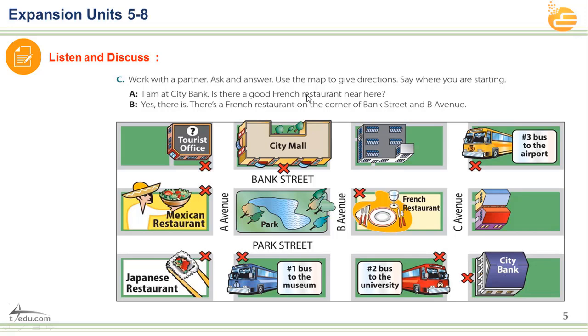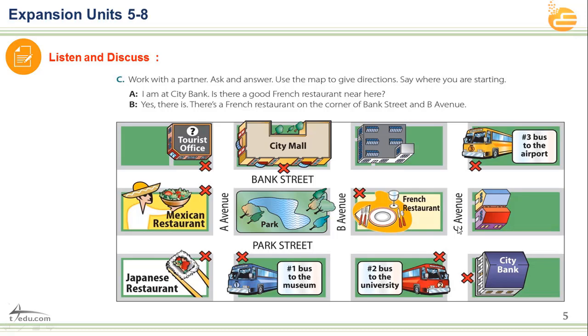Is there a good French restaurant near here? You are in the Citibank. You ask somebody to help you with the directions. Is there a good French restaurant near here? Yes, there is. There is a French restaurant on the corner of the bank. On the corner of Bank Street and B Avenue. You can see this is the direction and this is the place that someone is asking about.